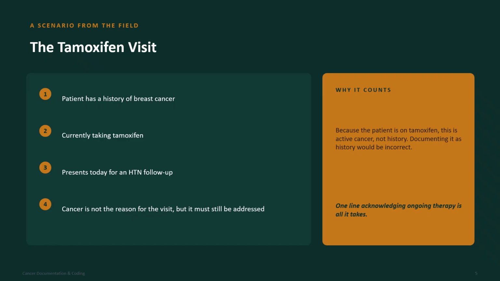Okay, so this is an example of a scenario that comes up constantly, and I picked this one because it's so easy to walk past. A patient with a history of breast cancer is on tamoxifen and comes in for a hypertension follow-up. It's very tempting to skip the cancer entirely because it's not the reason for today's visit, but from a coding standpoint, it still matters. Because the patient is on tamoxifen, this is an active cancer. Documenting it as history would be incorrect and it would understate that patient's risk.